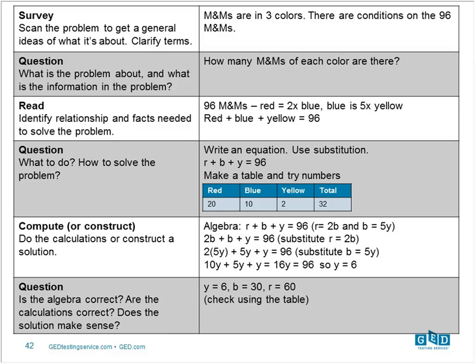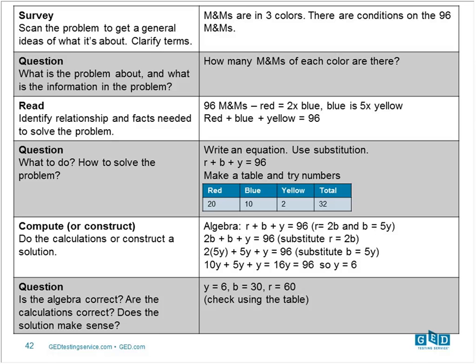So now I go through and go, okay, I'm going to dive right in and see if I can construct that answer based on what I said was my equation. So go back to my relationships. I know red equals 2 times blue. Okay, so I can substitute my R with a 2B. I know that B is equal to 5Y, because remember, back up there where I was looking at relationships, blue is 5 times the number of yellow. Okay, so now I've got that.